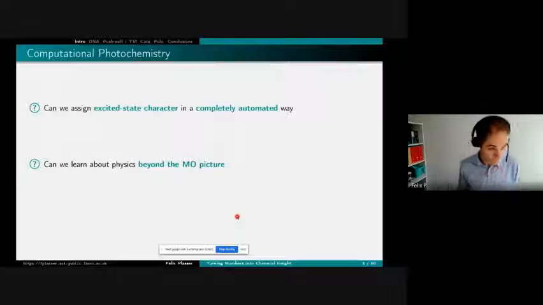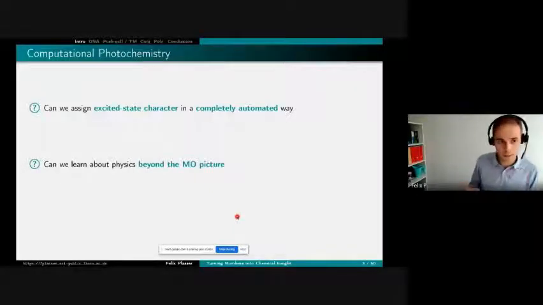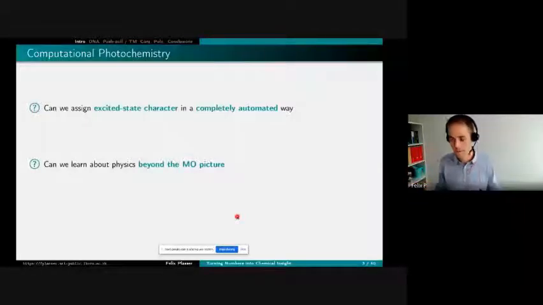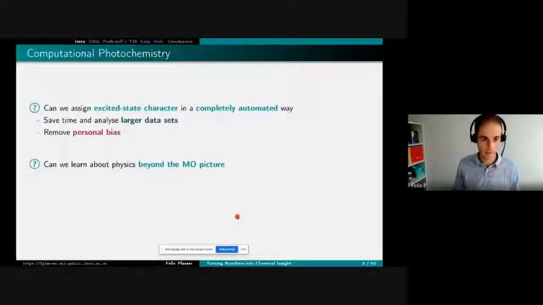So what I want to talk about today is two questions. The first, can we assign excited state character in a completely automated way? So you don't want to sit there, open Molden, click an orbital, wait for half a minute until it shows up, click the next orbital, and so on. So can we get rid of just clicking all those orbitals all the time? And then we can do larger data sets, but we can also remove personal bias.